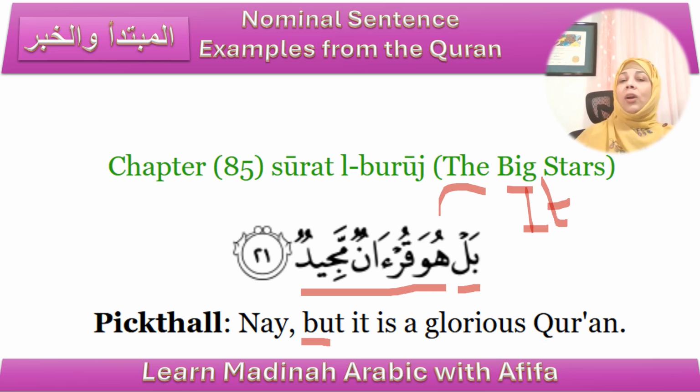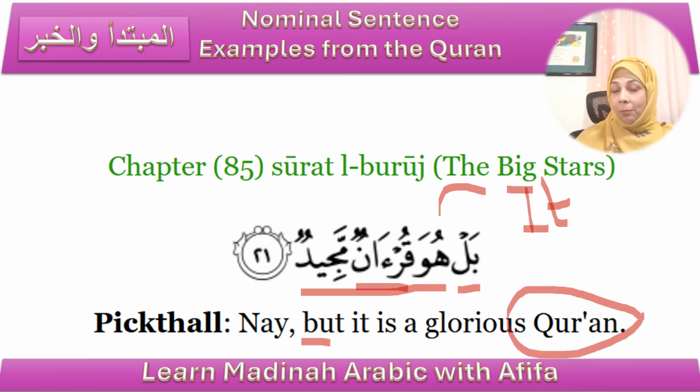Okay, so whatever you're going to say about it is the khabar, is the news. Okay, it gives more information about it. So here it is a Quran. So Quranun is the predicate here because it tells you what this it is referring to. So huwa Quranum Majidun. So here Majid is actually describing the Quran as glorious.